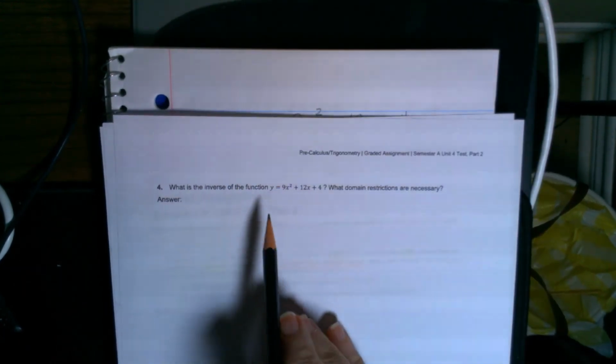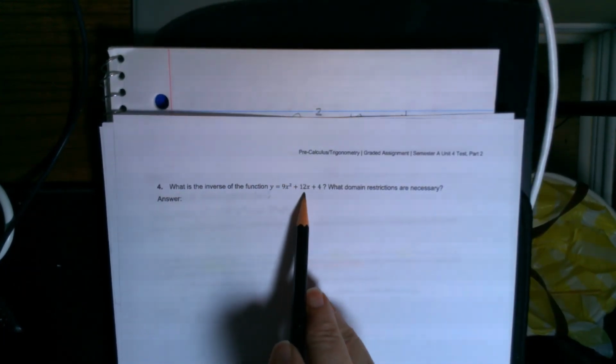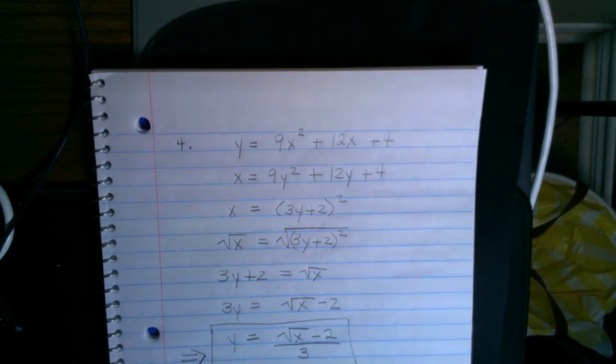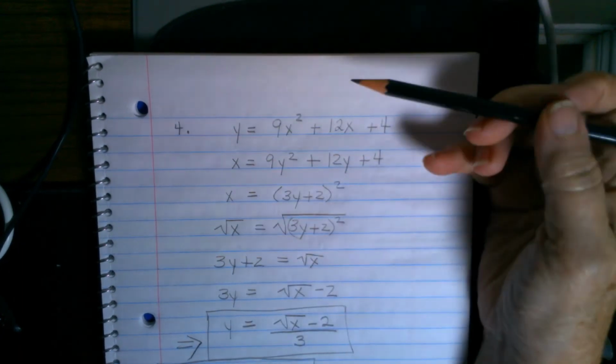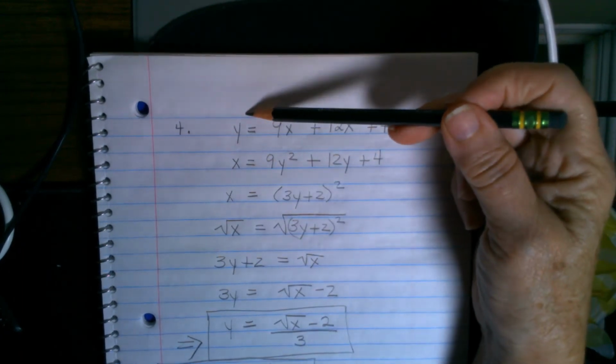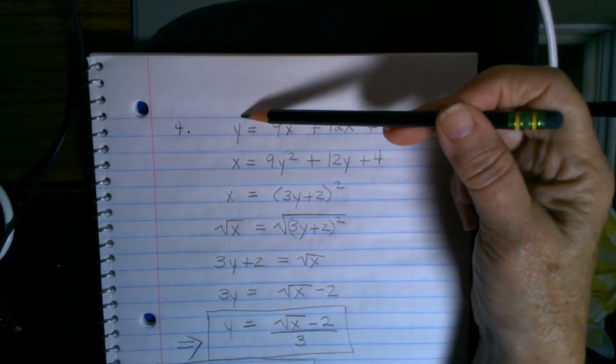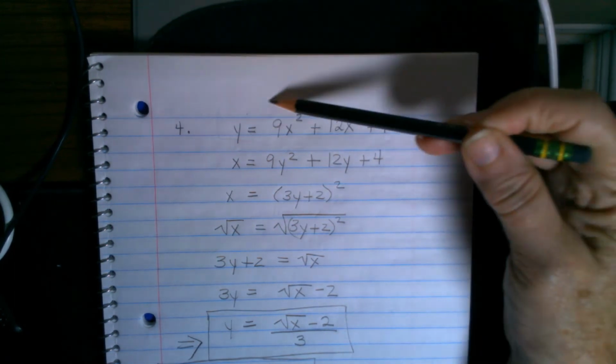All right, question number 4. What is the inverse of the function y equals 9x squared plus 12x plus 4? What domain restrictions are necessary? So don't make this harder than it is. I've seen some really long and complicated answers, but let's just go through this quickly. We've done this enough times in class that I think that this should come back to you pretty quickly if you've been with me in class and you've gone into the course content.